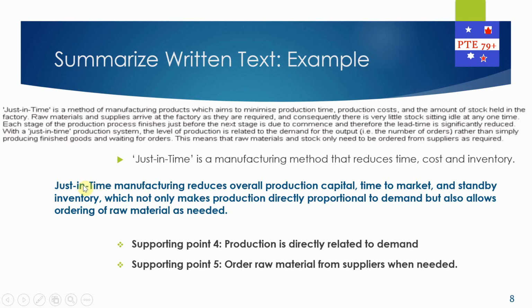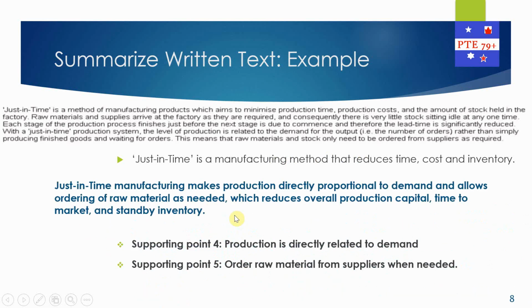Okay, so what did I do here? The first thing, the main point, came here. Just in time, this entire thing is the main idea, comma, which not only makes production directly proportional, so first supporting point, but also, second supporting point. Okay, so these two are supporting points helping the main idea. That's what we've summarized here.